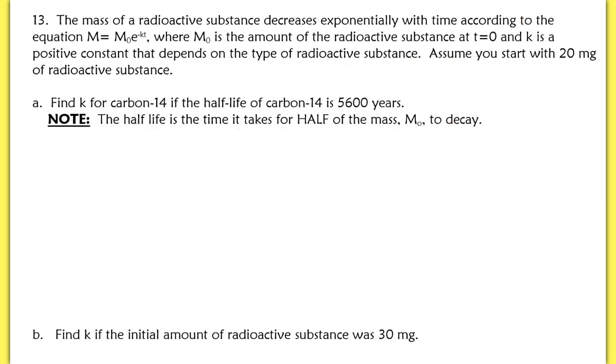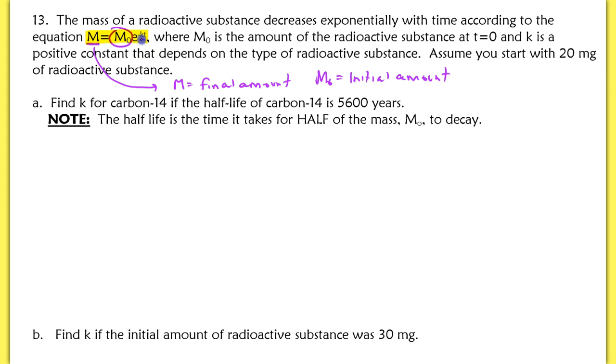So kind of freaks me out. Okay, so problem 13 here says the mass of a radioactive substance decreases exponentially with time according to this particular equation. Okay, so M is the amount of radioactive substance that is left. So this is your final amount, the amount that is left after a certain amount of years. And this, M sub 0, is the initial amount. So it's the initial amount of radioactive substance that you start with. And we're going to multiply by E raised to the negative KT, okay?